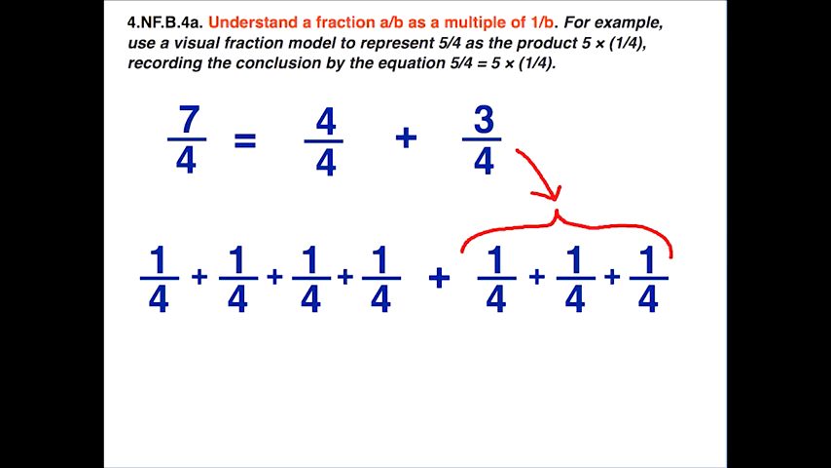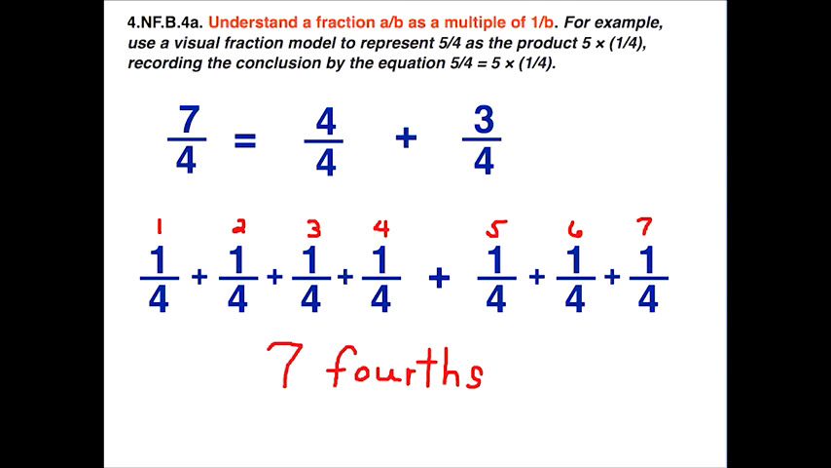Same thing with the 3/4. We split that up to where we have a fraction that's 1 over something. Now we can combine the numerators. We count them up. There's 7 of them. So we have 7/4, which written out symbolically would be 7 times 1/4.